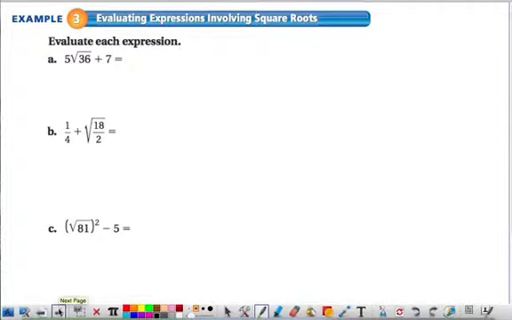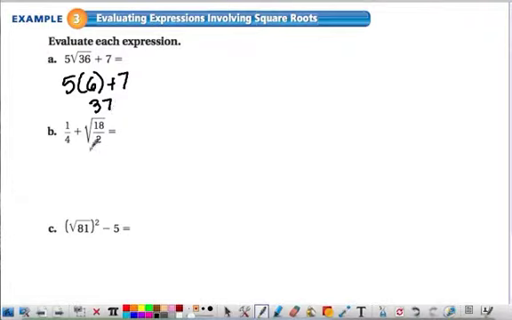So we have 5 times the square root of 36 plus 7. So we want to figure out what's the square root of 36. And so we say, what times what will give us 36? Well, it's 6. So we take our expression and we replace the square root of 36 with 6. And then we just follow the order of operations. 5 times 6 is 30, plus 7 is 37.